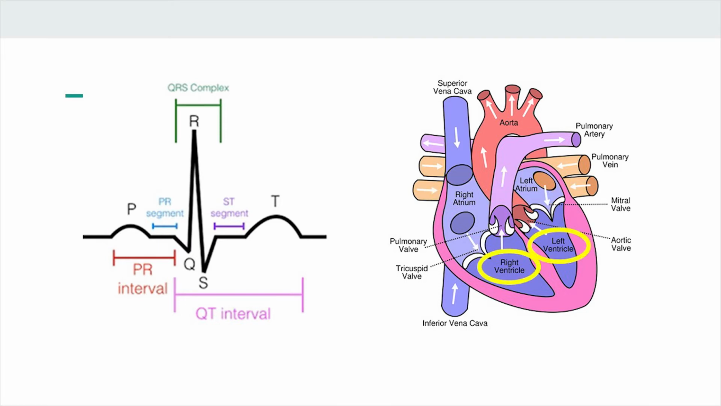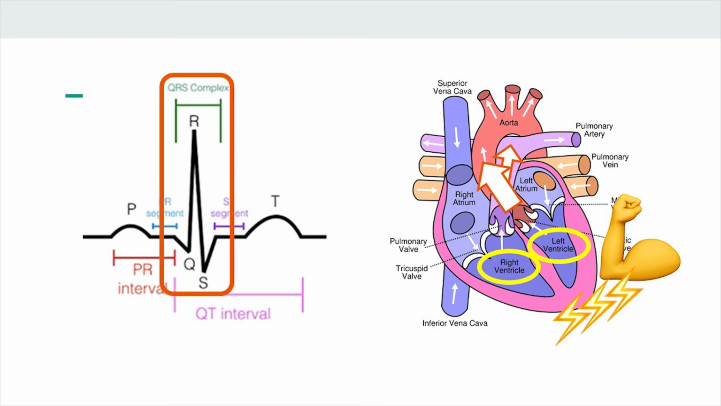In contrast, the ventricles have to do a lot more work, especially the left ventricle, which has to pump blood throughout the entire body. So the ventricles are much bigger and muscular and generate a whole lot more electrical activity when they squeeze. This is seen as much larger deflections in the EKG.